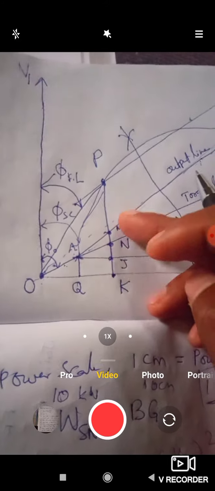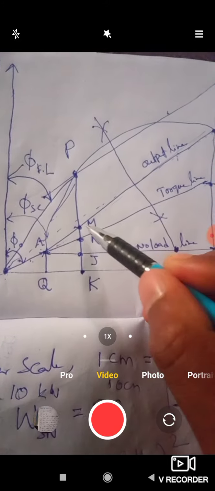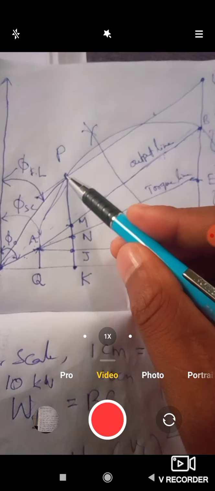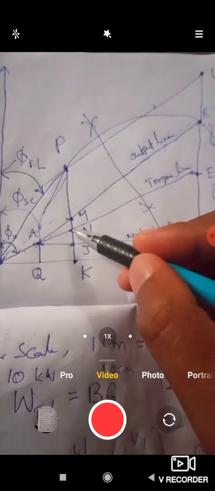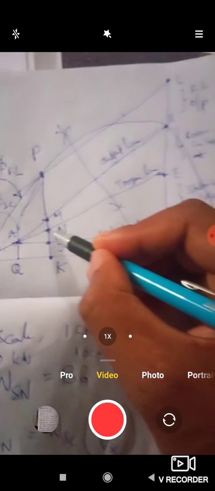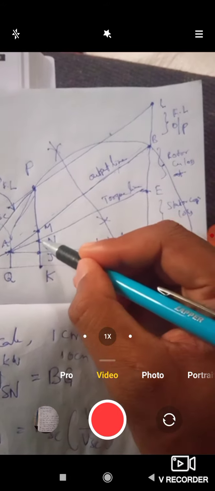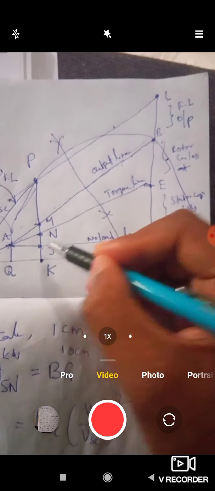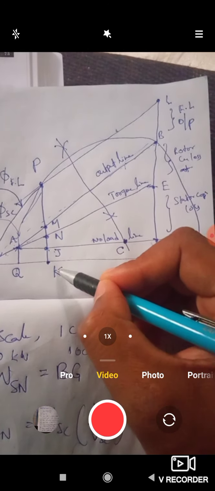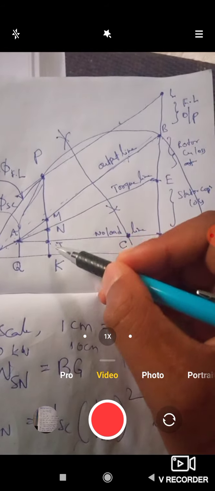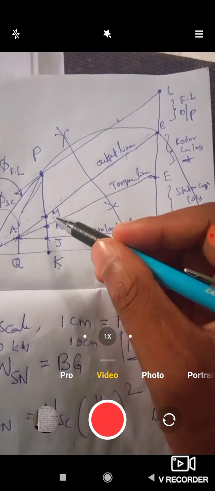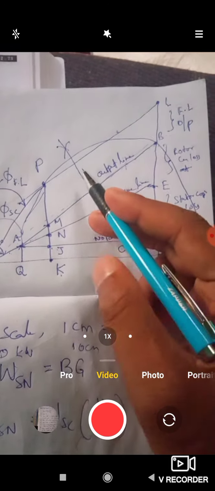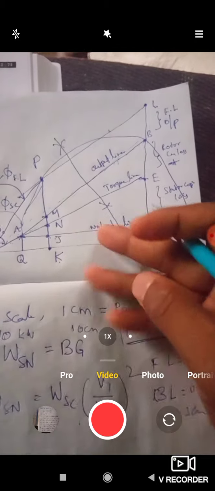So all these points mean that MP is the actual output. MN is the rotor copper loss. NJ is the stator copper loss. And JK is the no load loss. That means MK is the total loss at full load, and MP is the output. So we know the output, we know the losses, we can find the efficiency.